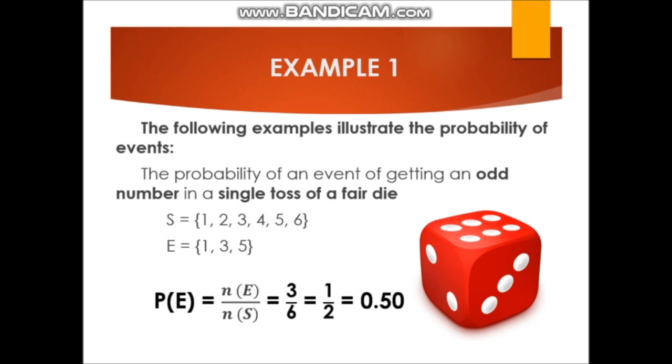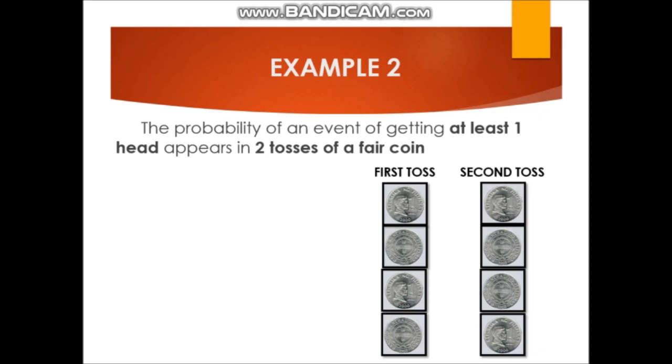Another example is the probability of an event of getting at least one head appears in two tosses of a fair coin. So based on our discussion previously, that if we toss a coin twice, we have four elements, and that are head, head, tail, tail, tail, head, and head, tail. Now, based on the requirements in the problem, we need to get at least one head appears in two tosses of a fair coin. So, meaning to say the word is at least. Pwedeng isang head or pwedeng dalawang head in a sample space.